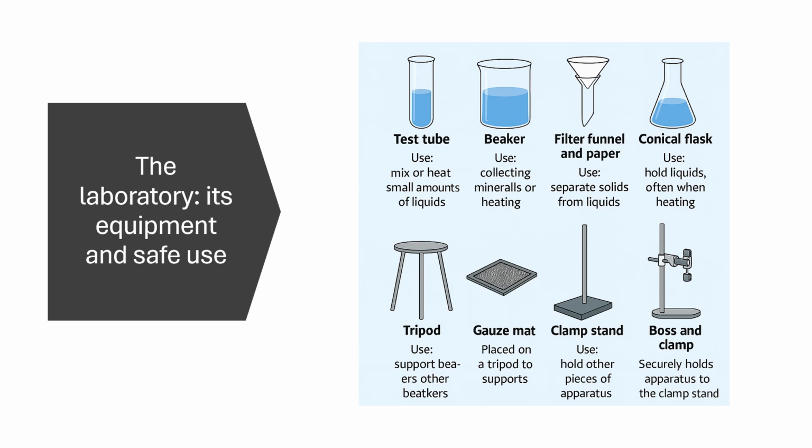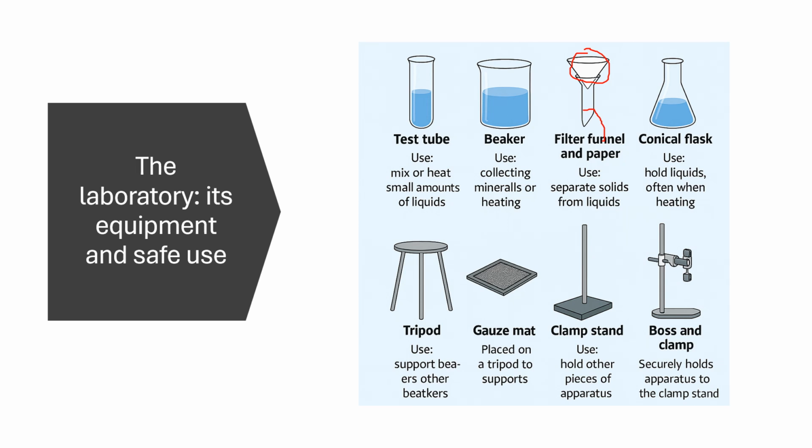The next one is the filter funnel and paper. This is a filter funnel, and here you put the filter paper. Why do we use this? To separate solid from liquid. You pour your mixture here, the solid will accumulate on the filter paper at the top, and you can collect the liquid from the bottom.